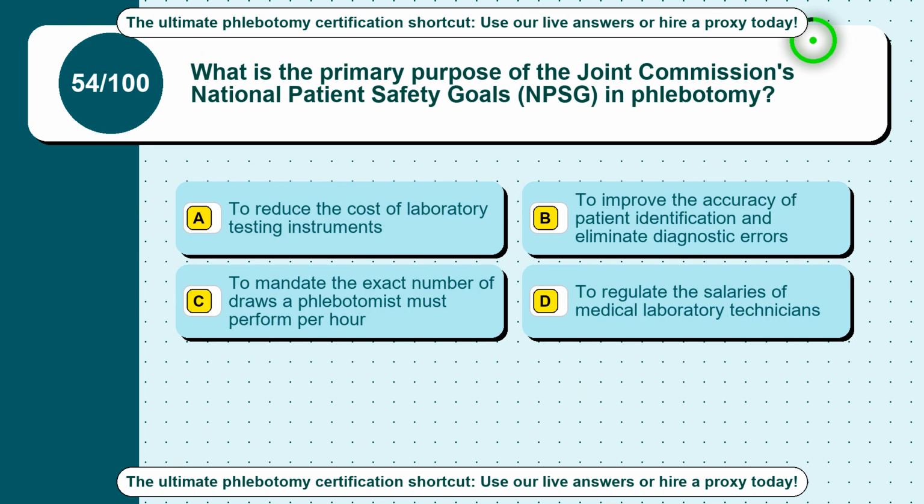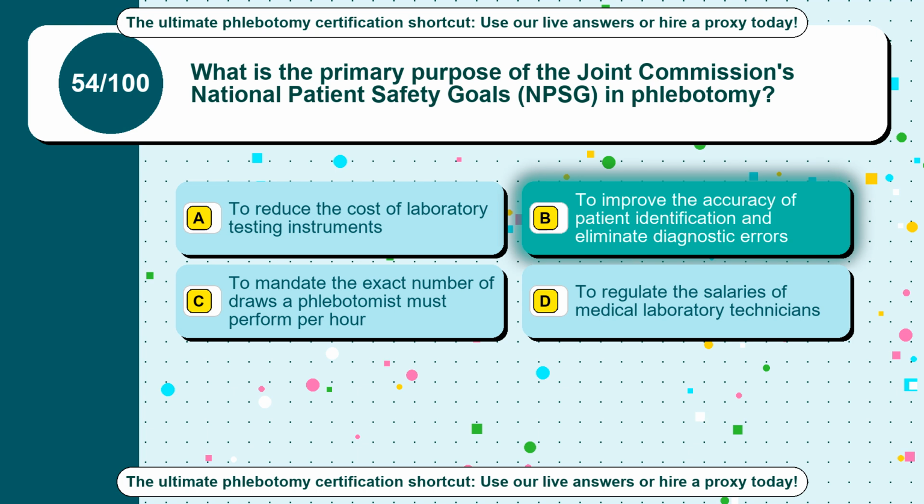Question 54. What is the primary purpose of the Joint Commission's National Patient Safety Goals, NPSG, in phlebotomy? Option A. To reduce the cost of laboratory testing instruments. Option B. To improve the accuracy of patient identification and eliminate diagnostic errors. Option C. To mandate the exact number of draws a phlebotomist must perform per hour. Option D. To regulate the salaries of medical laboratory technicians. The correct answer is option B. To improve the accuracy of patient identification and eliminate diagnostic errors.